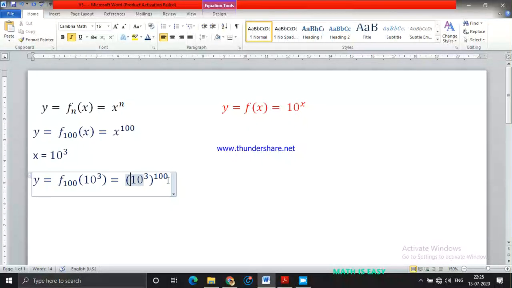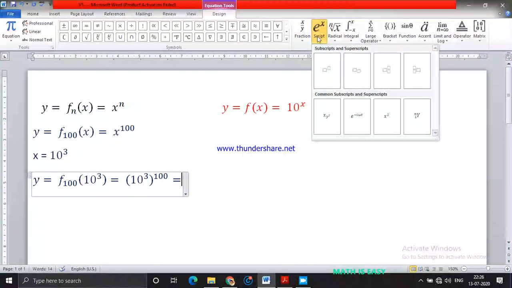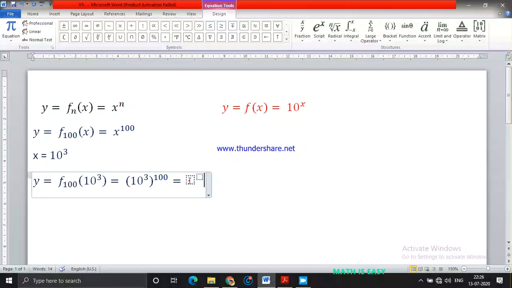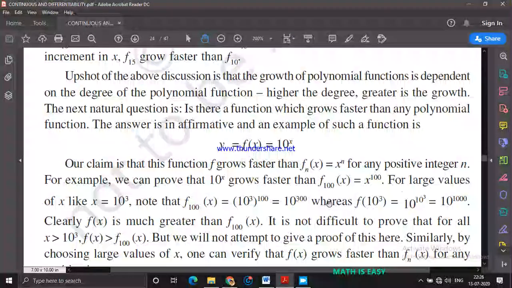In this case I can write a power m whole power n as a power m into n. So this is going to be 10 to the power of 300.